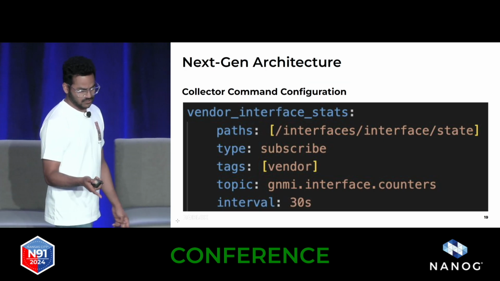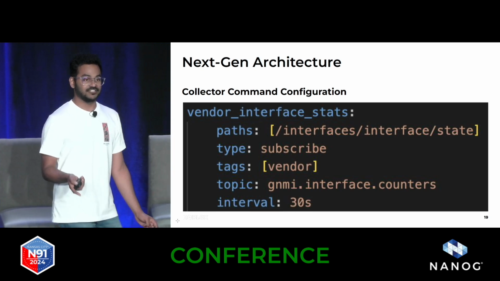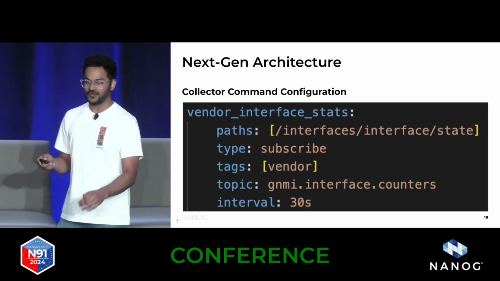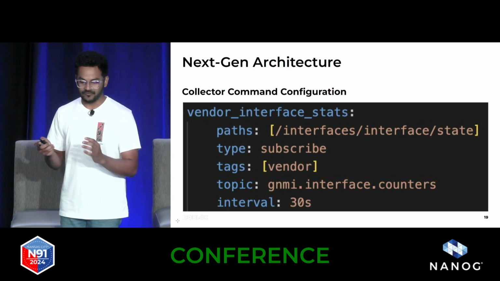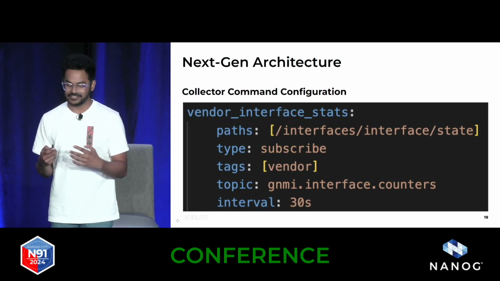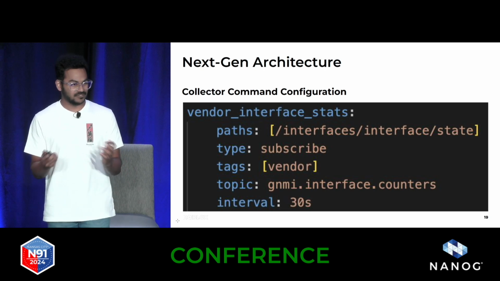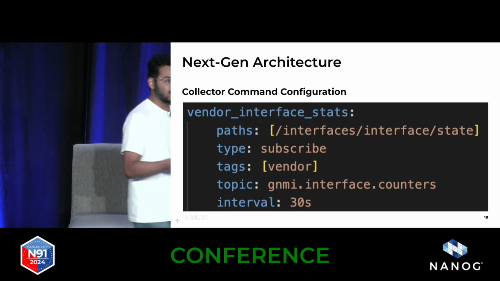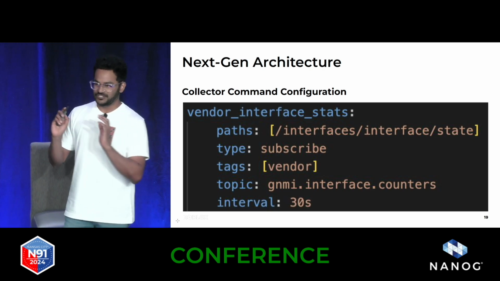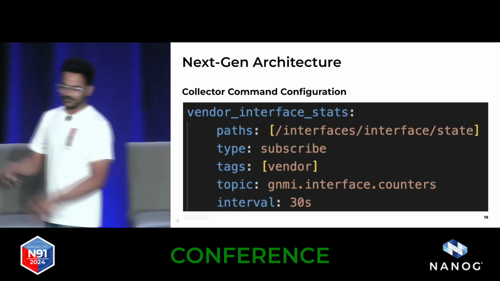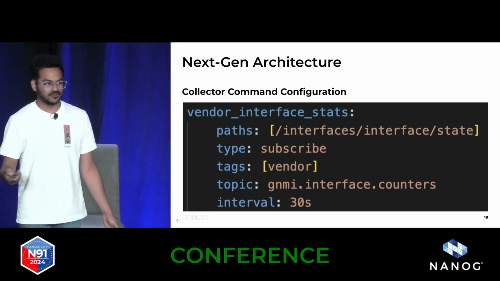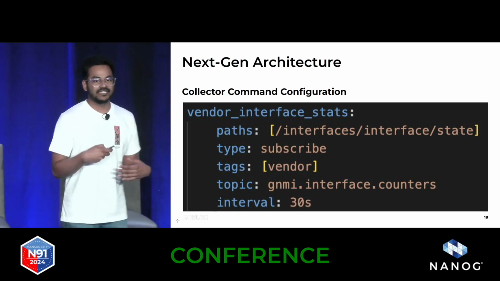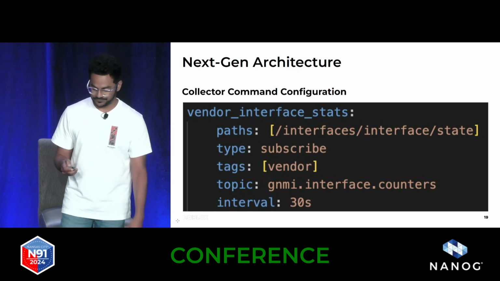And the next one is topic. This is the Kafka topic. I'm going to explain what a topic is, but for now, just imagine this. When I get all the data from the device, I have to send it to Kafka somewhere. I don't know where. So we mention that here, gnmi.interface.counters, so it goes to that topic in Kafka. And the last one is interval, which I explained before. We're telling the device, send me the data every 30 seconds.